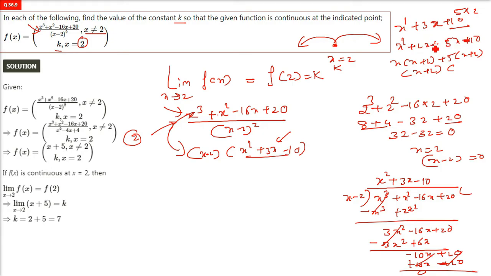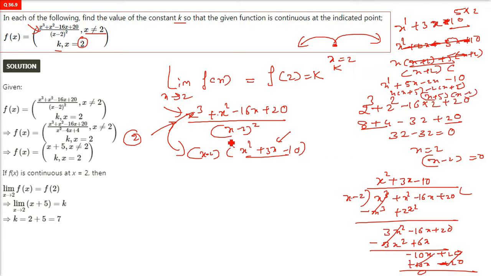Okay, so let us do it like this. X square, it is negative 10. X square plus 5x minus 2x minus 10. So x plus 5 minus 2 into x plus 5. So you will get x minus 2 into x plus 5. So now you have two factors here, x plus 5 and x minus 2.